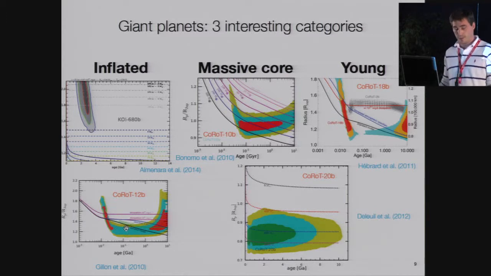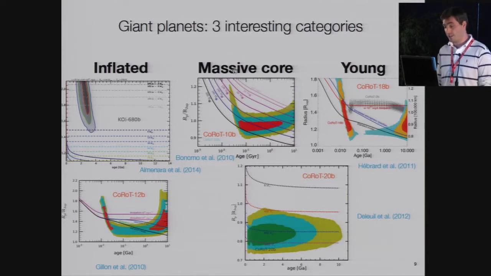You cannot see it very well, maybe. The black line here is a standard model, and the red area is the constraint on the planetary radius. So we come up too short to explain this radius. For this category of planets, we need some kind of inflation mechanism that will puff up the planet and match the observed radius. The second category is the massive core planets.